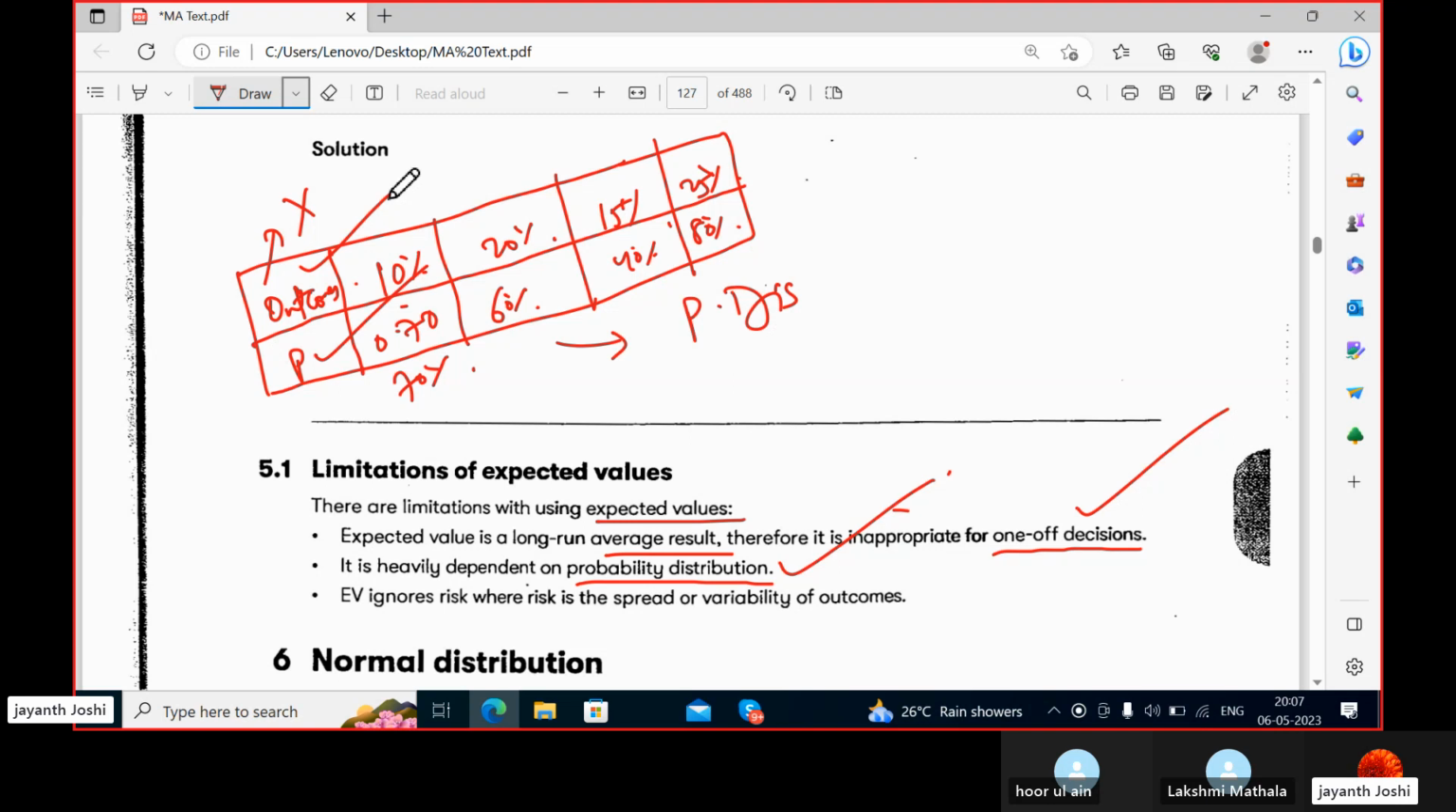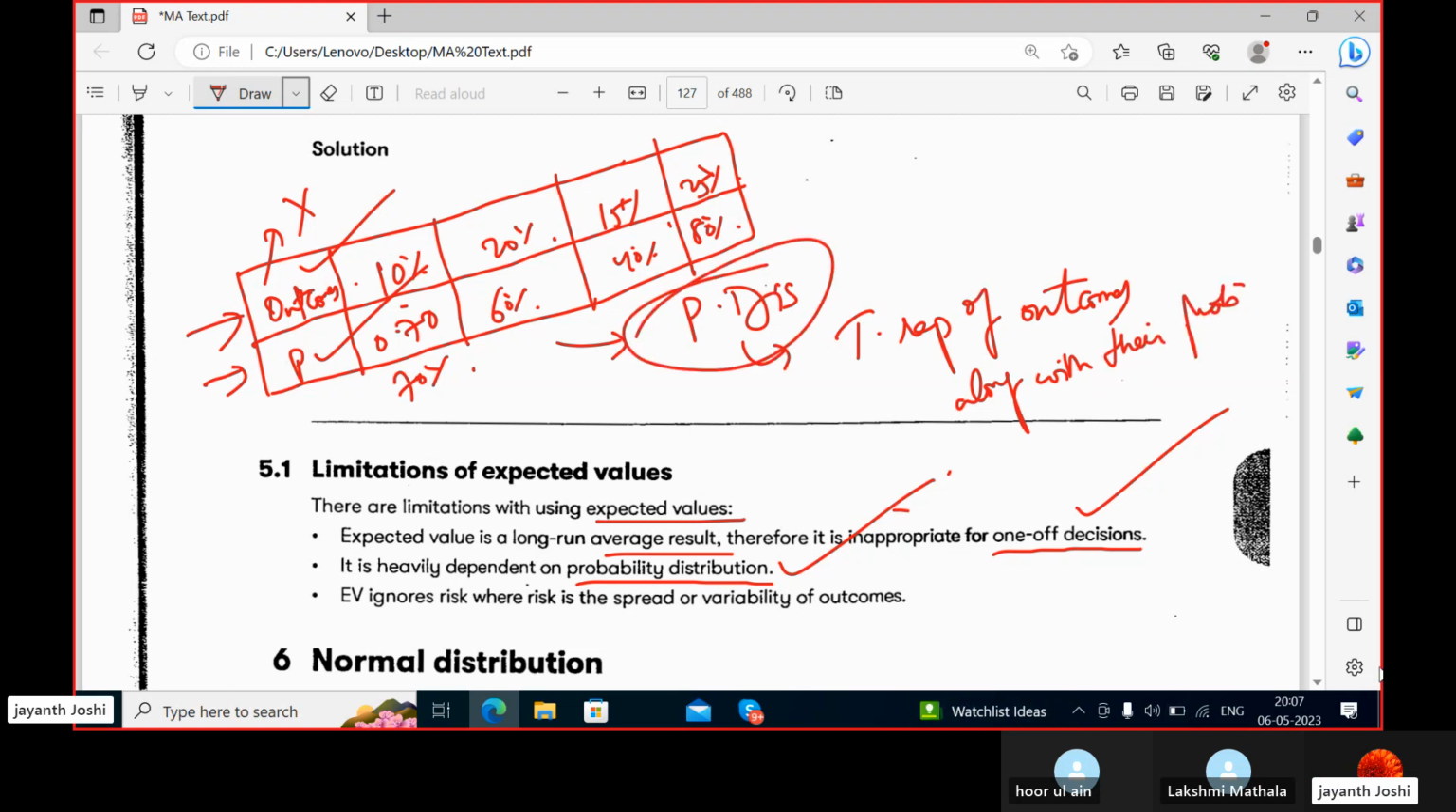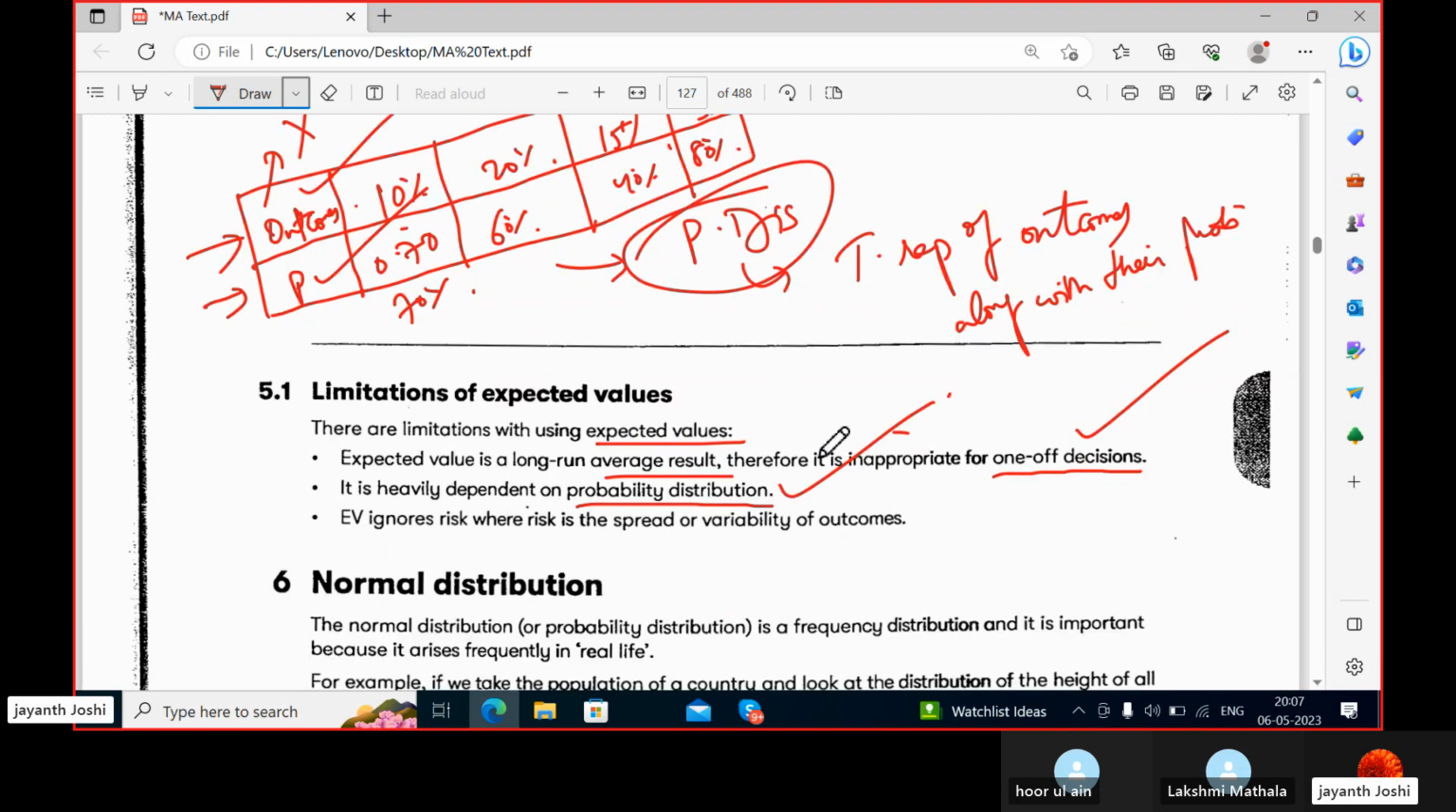Probability distribution is nothing but a tabular representation or a graphical representation of the outcomes along with their probabilities. I can say a tabular representation of outcomes along with their probabilities is nothing but what? Probability distribution. Okay, you remember this.